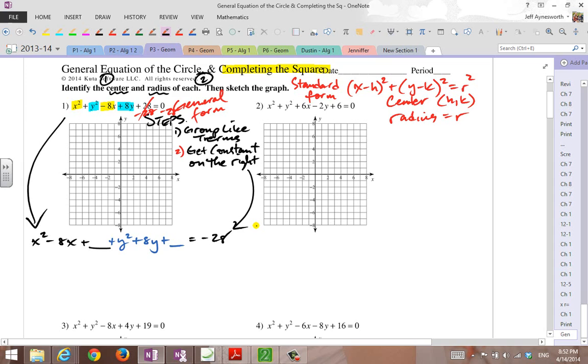Now the step is to complete the square and add it to both sides. I'm going to put that in green. All right, I like green.